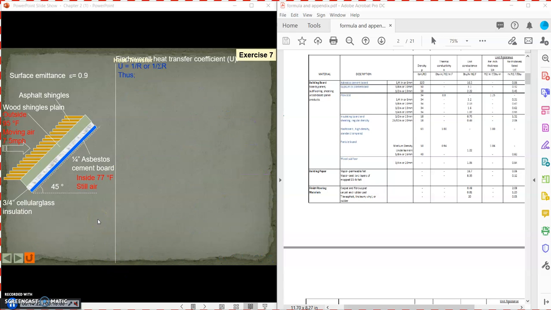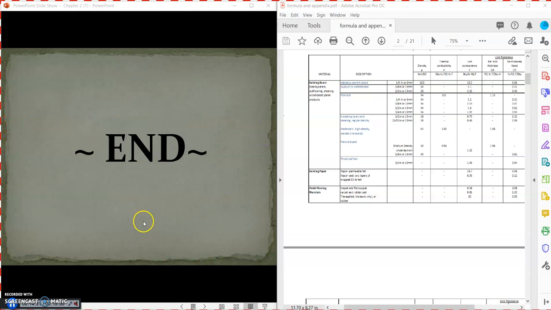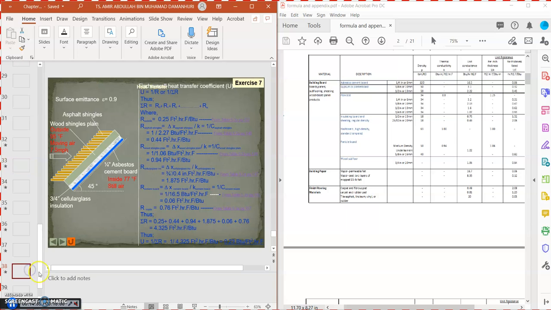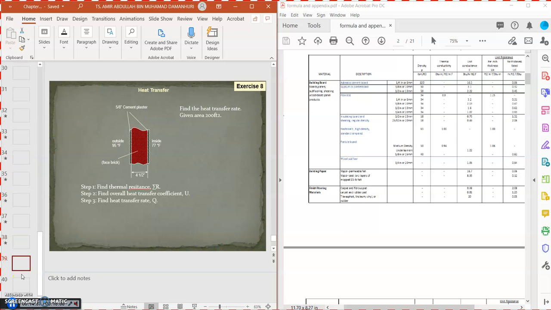There is one more exercise, exercise 7. I leave it to you to try the question of exercise 7. The answer is also here. Please do exercise 7 and try it on your own.